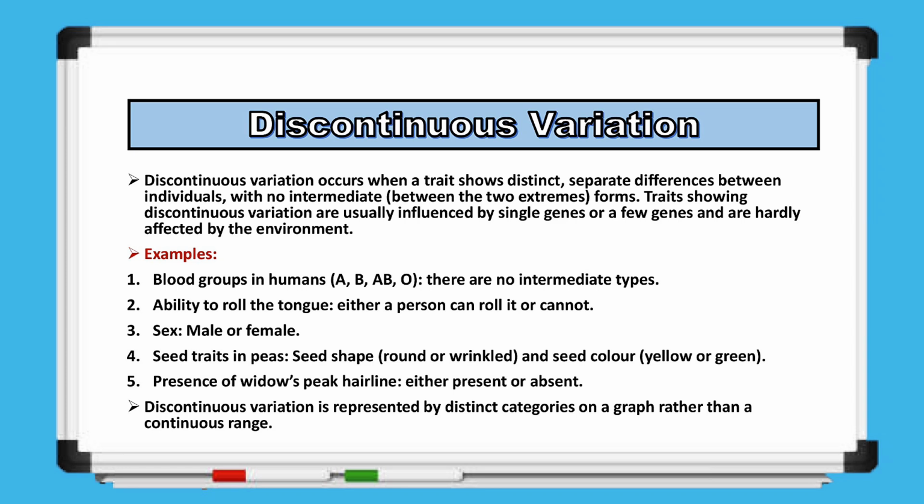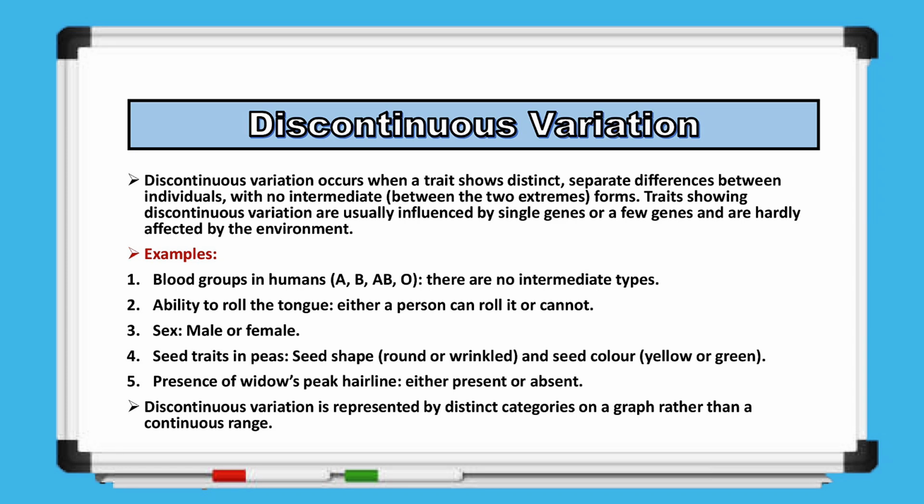Traits that show discontinuous variation are usually controlled by a single gene or a small number of genes. They are also hardly affected by environmental factors, which means the environment has very little or no influence on the trait. For example, human blood groups are a form of discontinuous variation. A person can have blood group A, B, AB, or O, and there are no intermediate types between them.